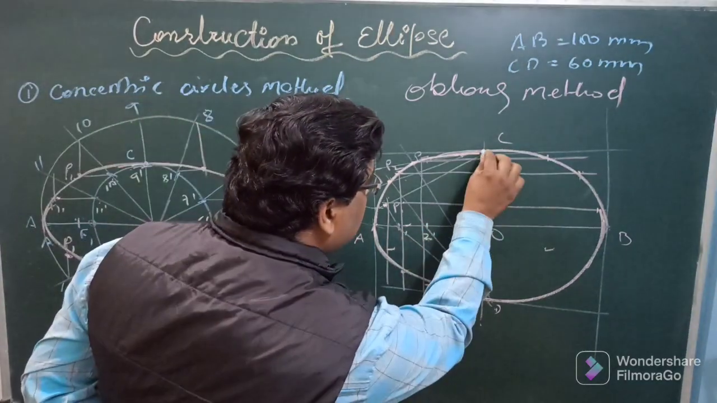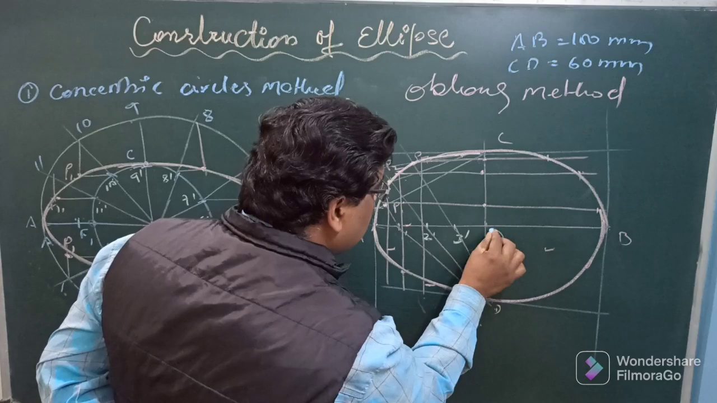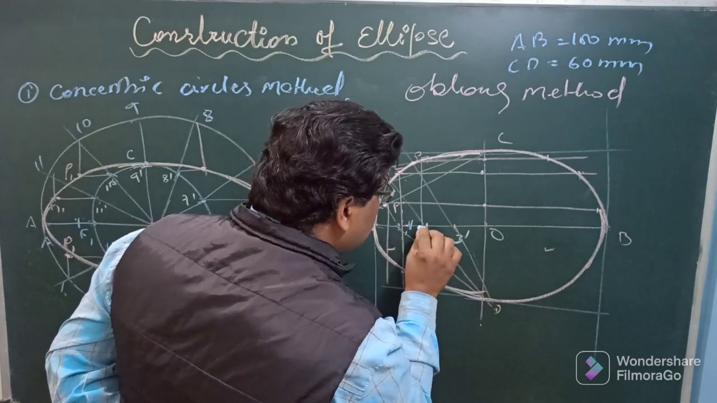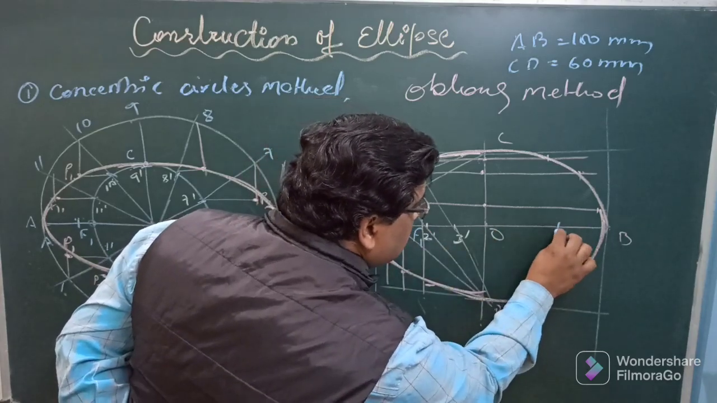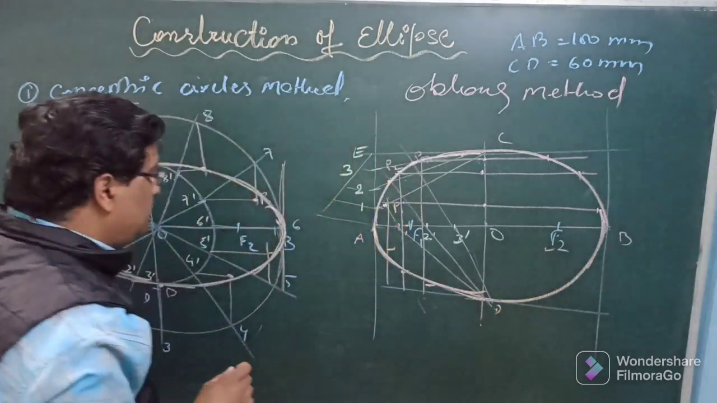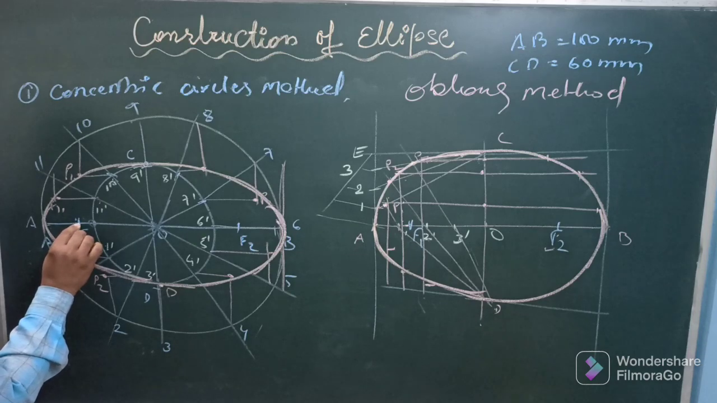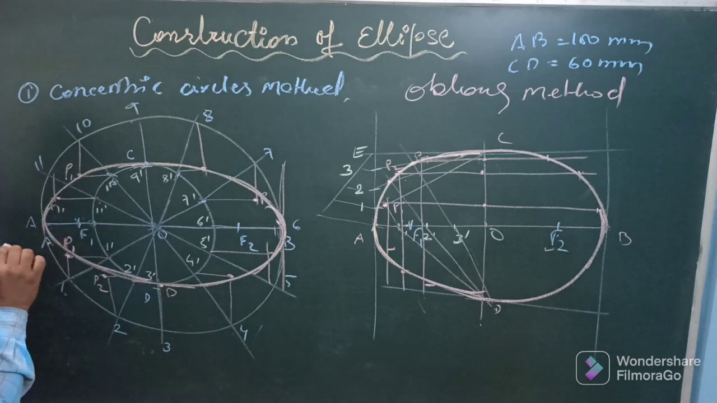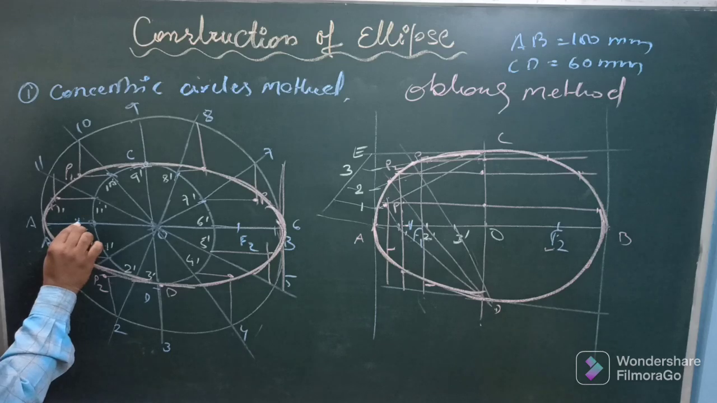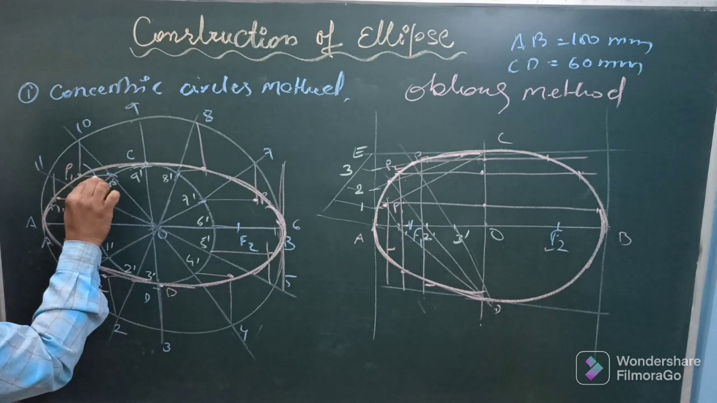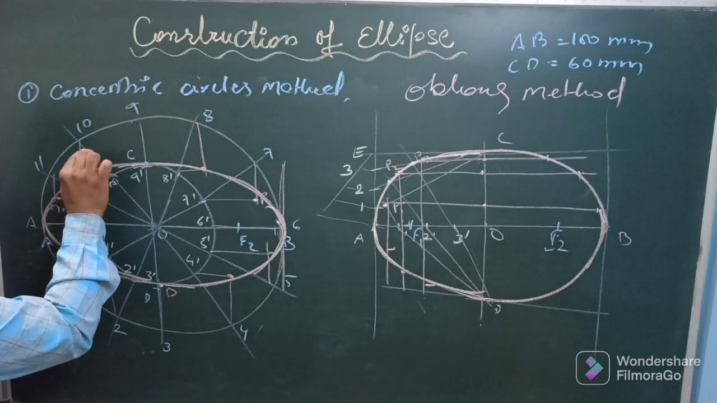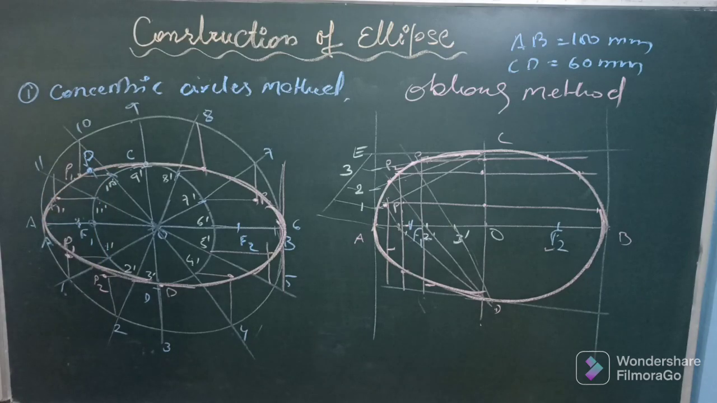Similarly, you can find out here also. Take C as center, radius AO, cut both the sides. So this is F1 and this is say F2. Now you need to draw a tangent and normal at a point 30 millimeter from this F1. So take this F1 as center, radius equal to 30 millimeter, and cut on the arc. So this is the point where you want to draw a tangent and normal.